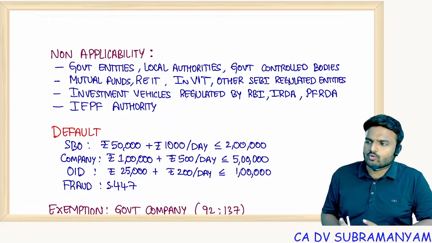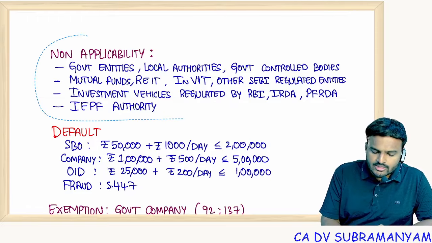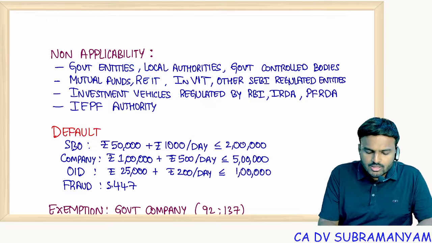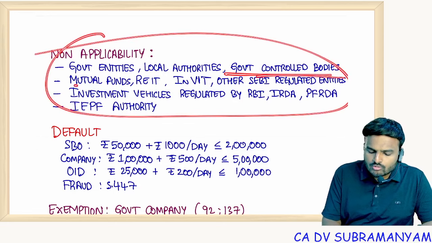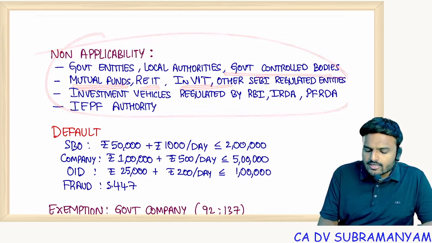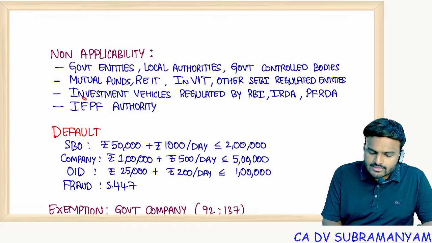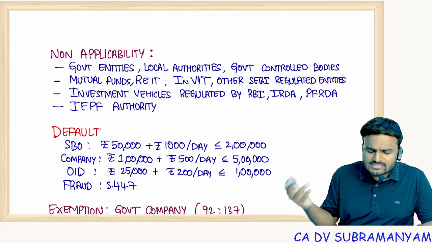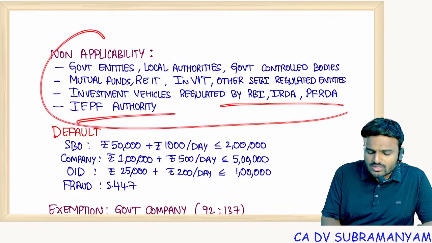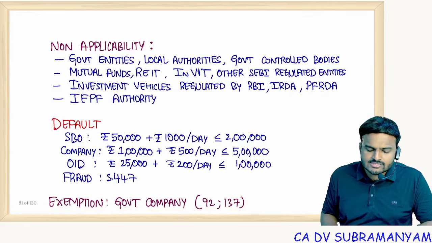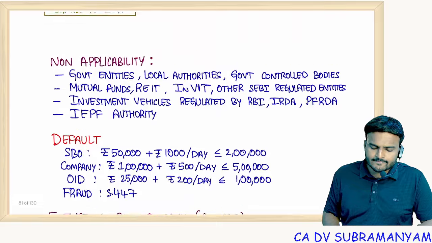Also remember this point, non-applicability of SBO. SBO rules are not applicable in case of government entities, local authorities, government controlled bodies, mutual funds, REITs, and other SEBI regulated entities, because they are already controlled by SEBI or some other authorities. That's why Companies Act section 90 is not applicable.